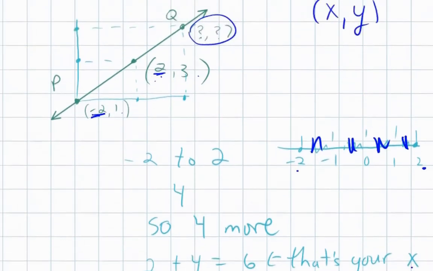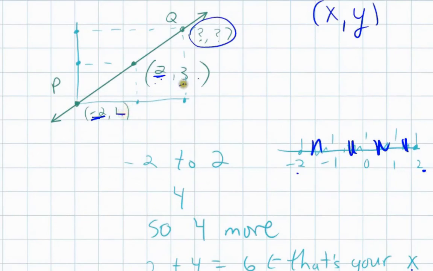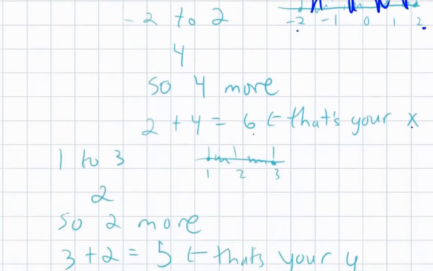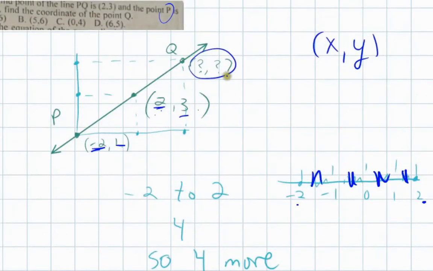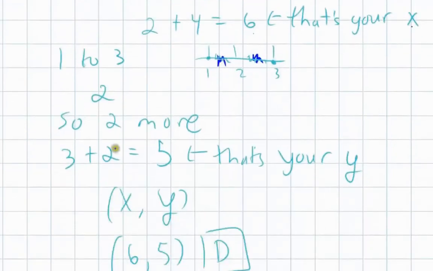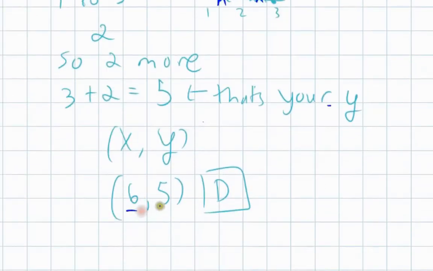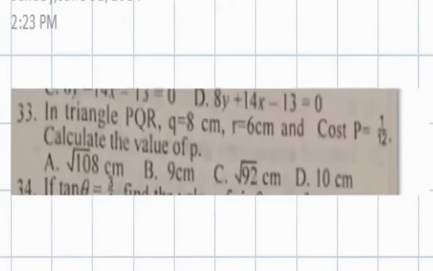Then we do the same process for the 1 and the 3. How far apart are the 1 and the 3? Well, they're only 2 spaces apart. So 2 more onto the midpoint will take you to the last spot that you need to be at. So 3 plus 2 is 5, and that's your y. So in x, y form, x is 6 and y is 5. So (6, 5), option D, is your answer.